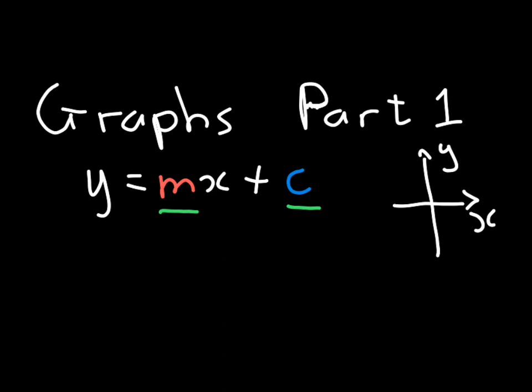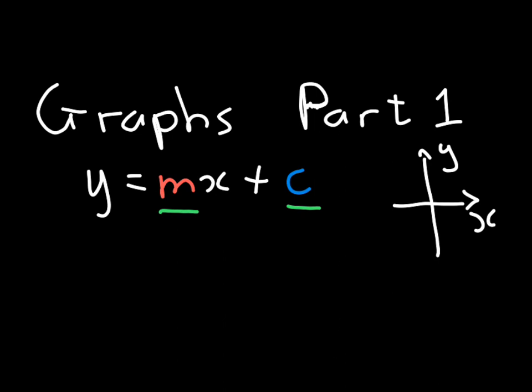M can also tell us whether the graph has a positive or negative gradient. A positive gradient would look like this, whereas a negative gradient would be in the opposite direction and would look like that. C, on the other hand, tells us what the y-intercept is. That simply tells us how high or how low our line cuts the y-axis.